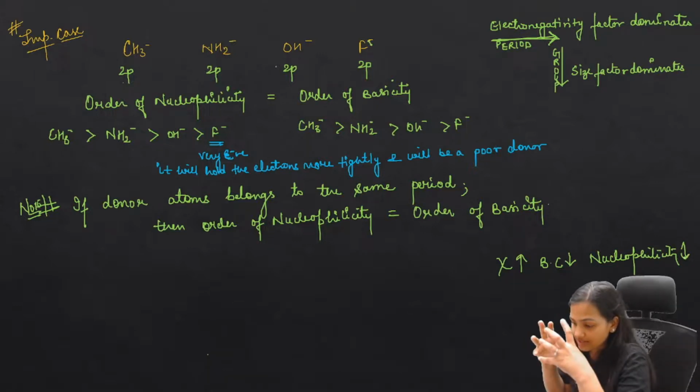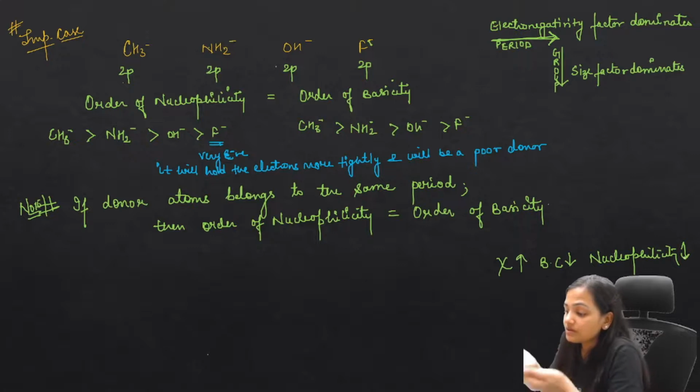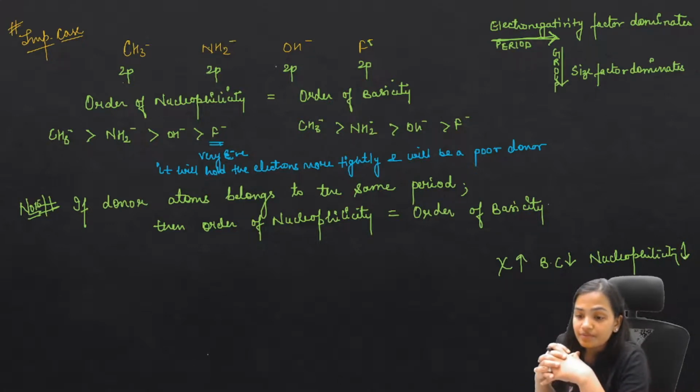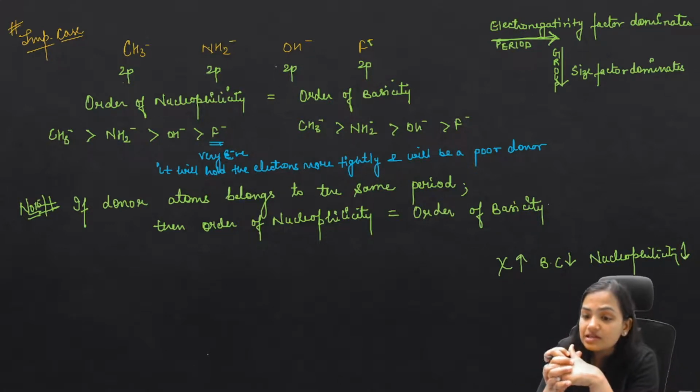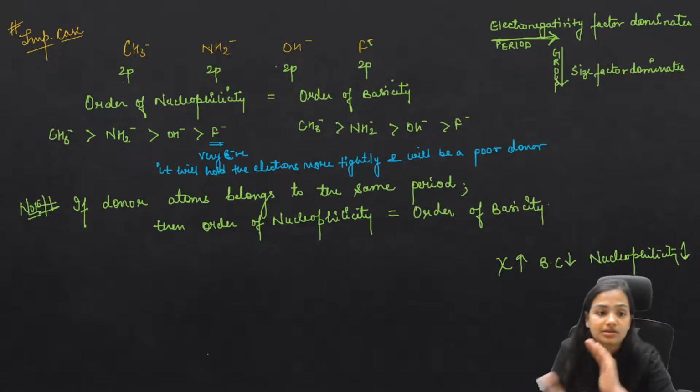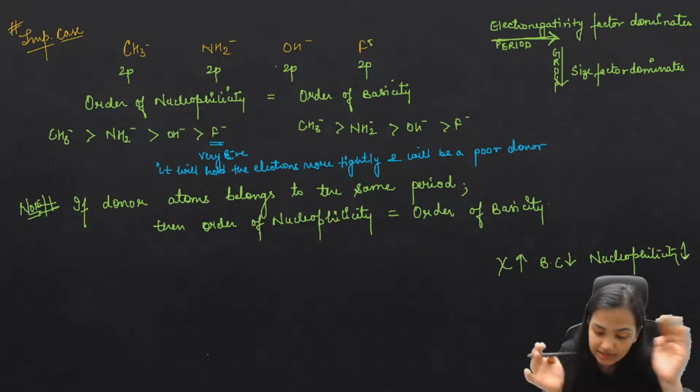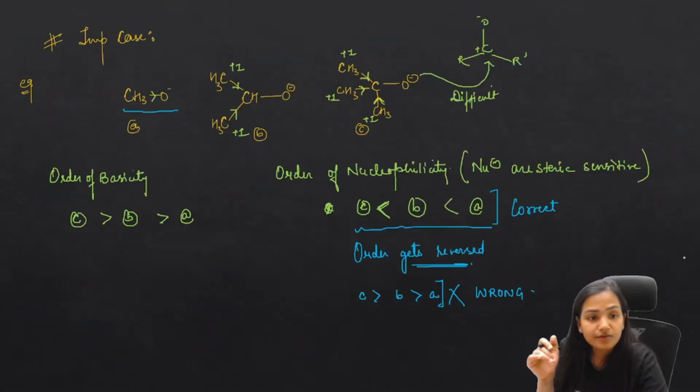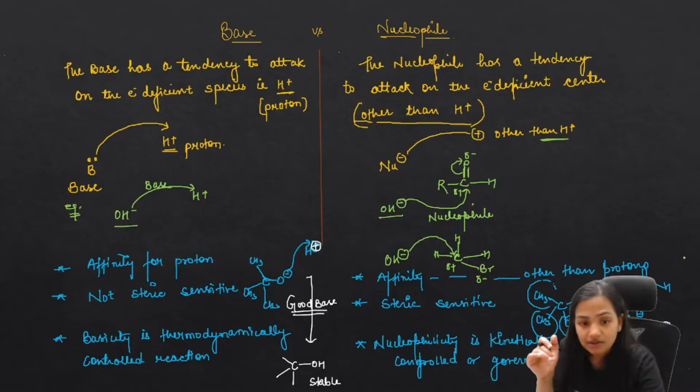When the size becomes smaller, fluorine is a highly electronegative atom and it will hold the electrons very tightly. If it holds the electrons very tightly, it will not be able to give the electron pair. Ultimately, the basic strength decreases and the nucleophilicity also decreases. Understood? So these are the things which I discussed with you. If you want to take a recap, please have a look.